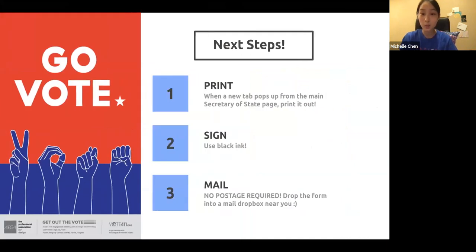So some final steps, you'll receive a new tab pop-up from the Secretary of State main page, which you need to print out, sign with black ink, and then mail in. You don't need postage, but you need to drop it in to the nearest mailbox near you.